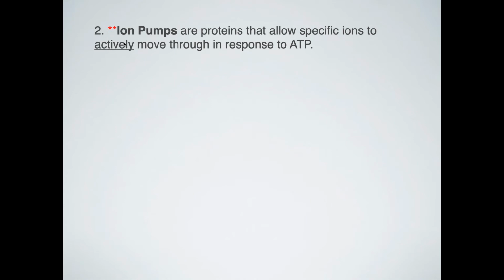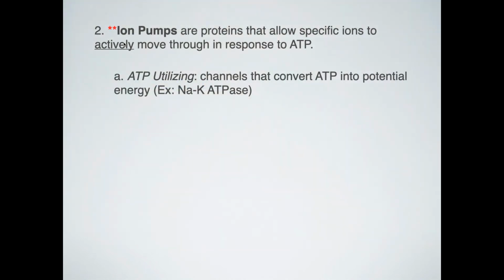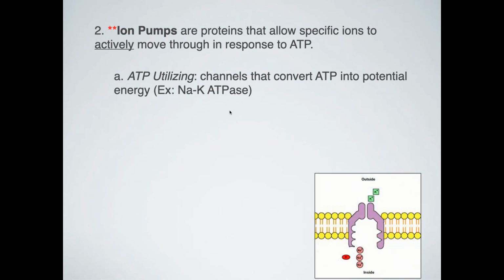Whereas ion pumps, on the other hand, open or close based on an active response, which means it requires ATP, it requires energy. And so we have ATP utilizing channels, and they convert ATP into potential energy. A good example of that is sodium potassium ATPase. Remember, we talked about things that end in -ase. That means this is an enzyme, right? And sodium potassium ATPase is kind of giving you a clue as to what it does.